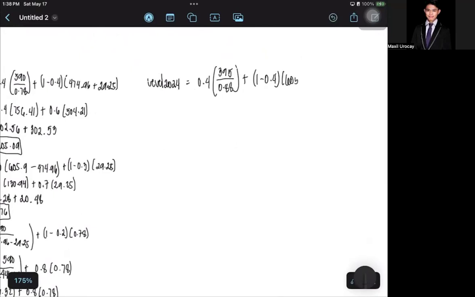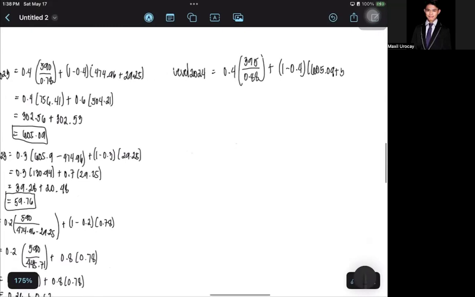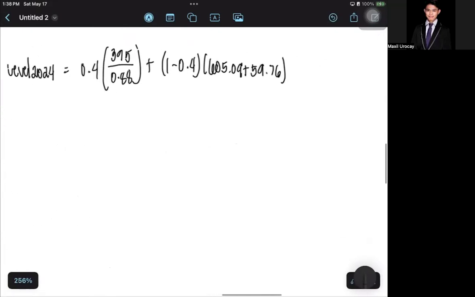I'm so sorry, my pen is not working. 605.09. Then you will add that to the previous trend as well. The previous trend right here is 59.76. So given that we do have that data already, you will begin to calculate it manually. 395 divided by 0.88, that will equate to 448.86, then times 0.4. And afterwards, you will add that here.